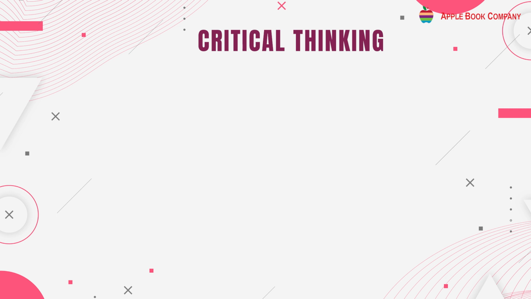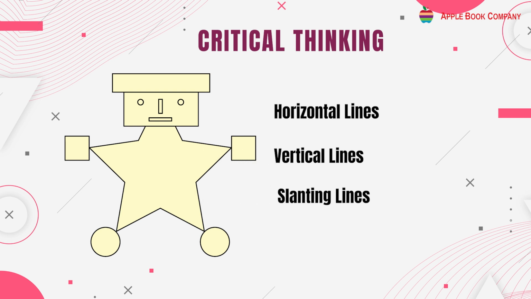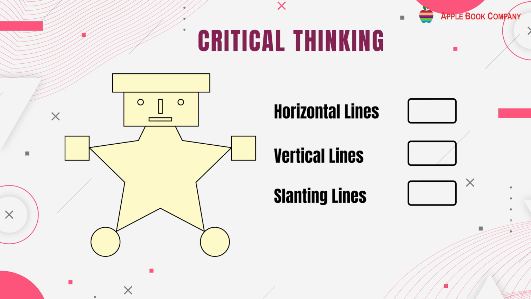Critical thinking. Rohan has drawn a figure using different types of lines. Count the number of horizontal, vertical, slanting lines in the given picture and write the number in each of the given blank boxes. So we have 3 different lines, children. Horizontal line, vertical line, slanting line. So can you count them?